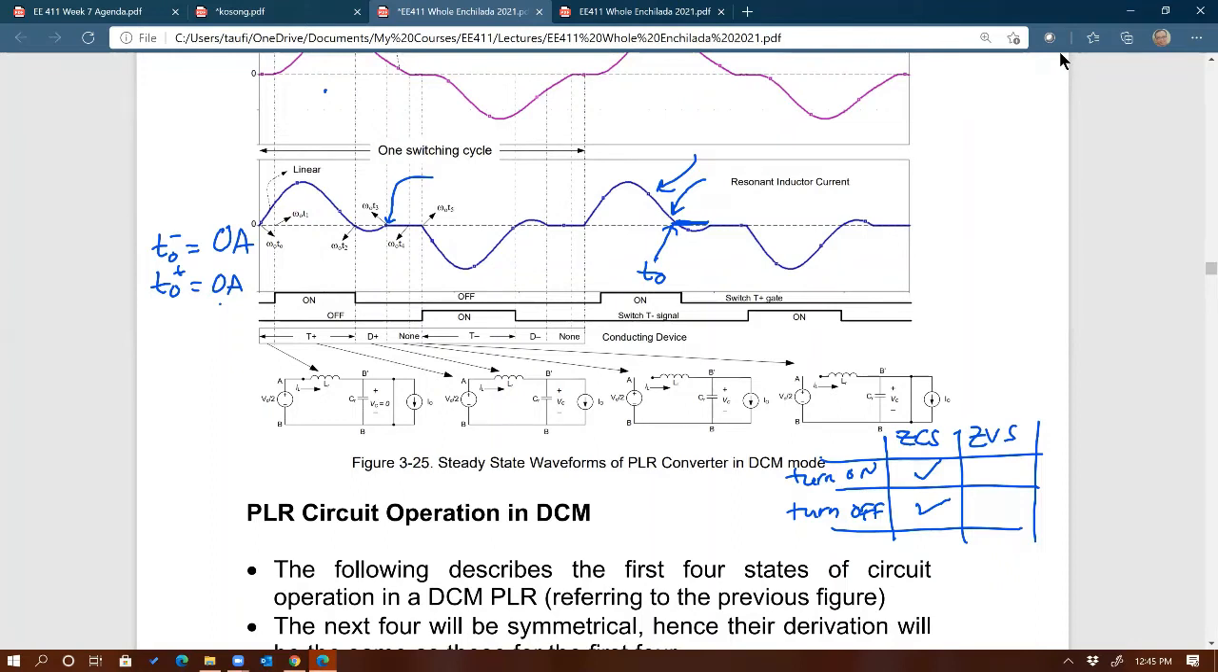All right. Zero voltage switching at turn on. Let's do turn off first. Zero voltage switching at turn off.